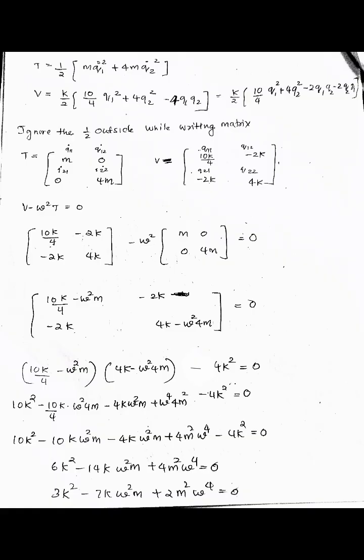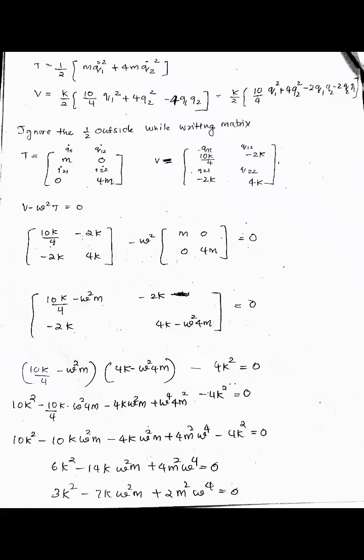That is the determinant of [[10k/4, -2k],[-2k, 4k]] - omega^2 [[m, 0],[0, 4m]] is equal to 0. That is (10k/4 - omega^2 m)(4k - omega^2 4m) - 4k^2 = 0. That is 10k^2 - 10/4 k omega^2 4m - 4k omega^2 m + omega^4 4m^2 - 4k^2 = 0.